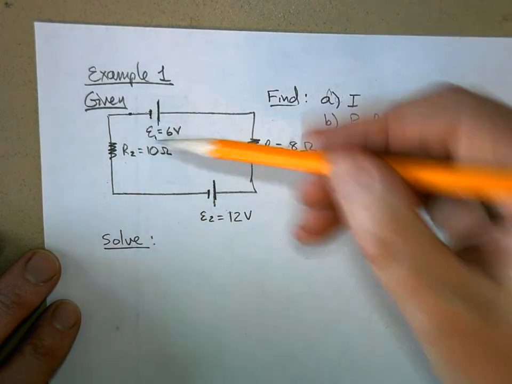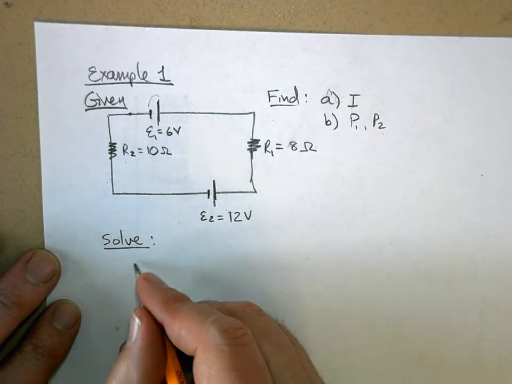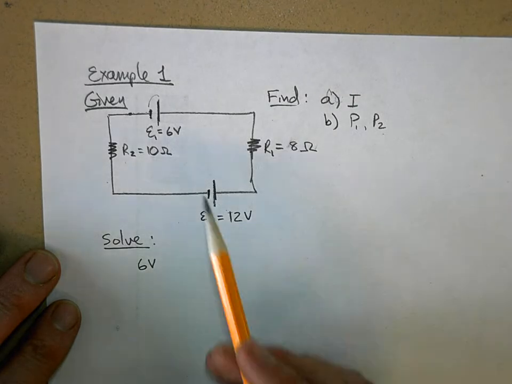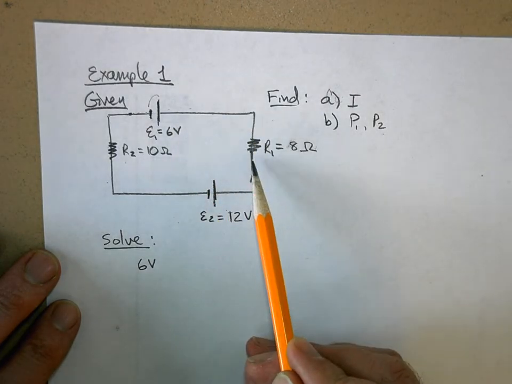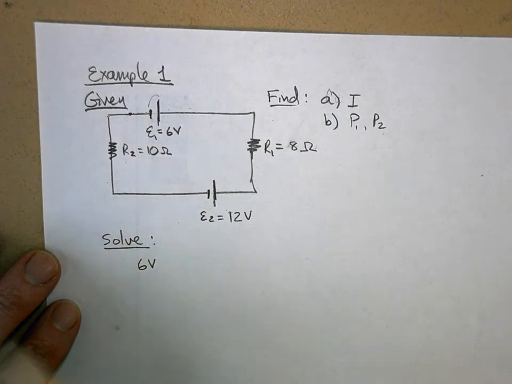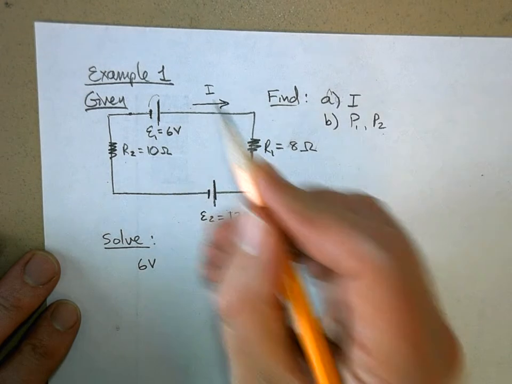Oh, look at this. I'm going to step up in voltage. So that's going to be positive 6 volts. So I'm just going to write it as 6 volts. Now, I'm going to go like this. Now, when I get to this resistor, let's assume that my current is in this direction. Let's just assume it's in that direction.